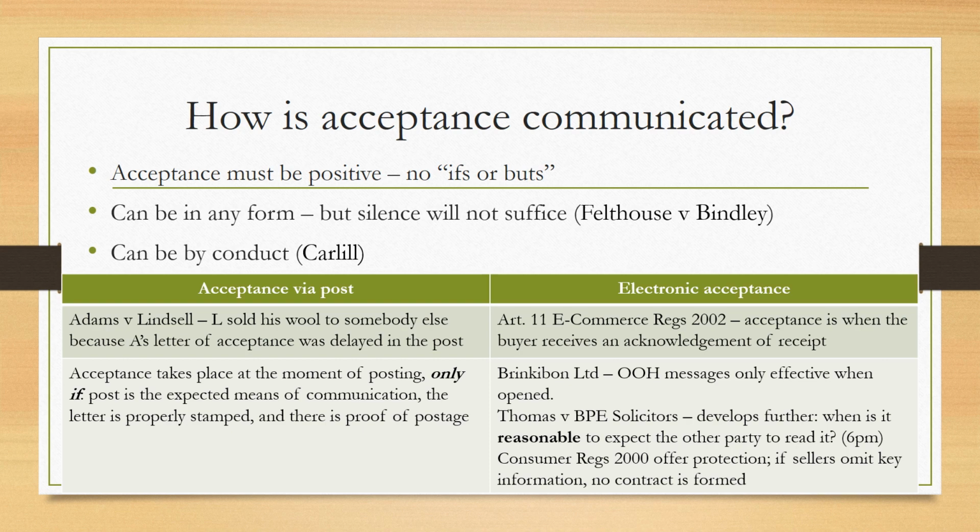But there are three criteria for this. So post must be the expected means of communication, firstly. Secondly, the letter must be properly stamped because, of course, it may not reach the offeror if it's not. And thirdly, there must be proof of postage. So this could be a receipt, for example. So then the other side kind of falls to more common everyday ways of acceptance, so electronic or what we could call instantaneous methods of acceptance.